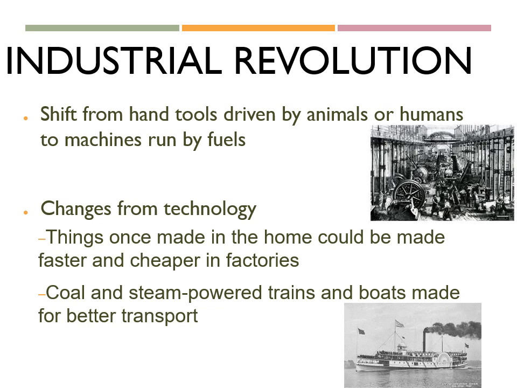Some of the changes that came from this technology is things that used to be made in the home could now be made faster and cheaper in factories. So people had a lot more time because they used to be making clothes and making soap and making everything at home, but now the factories can make them much faster, much cheaper, and much better. So you just bought those at the store. So men and women were both working, and the societies became more productive.